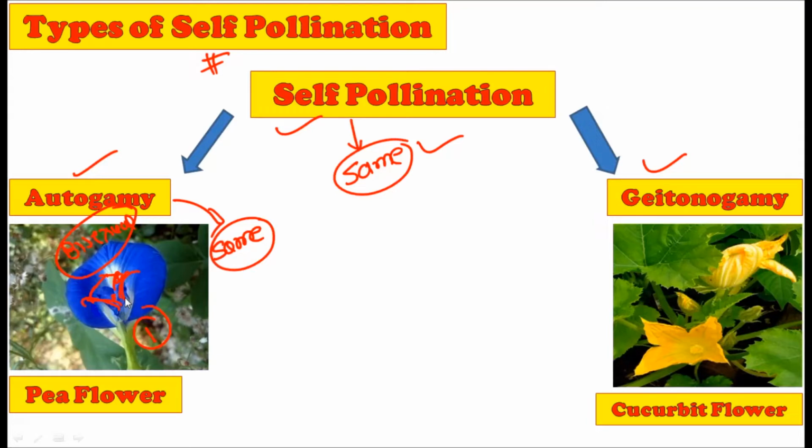So there is no need of a second flower. That is, in this case, the pollens are transferring from anther to the stigma in one flower only. There is no involvement of a second flower, right? So such a type of pollination is called autogamy.